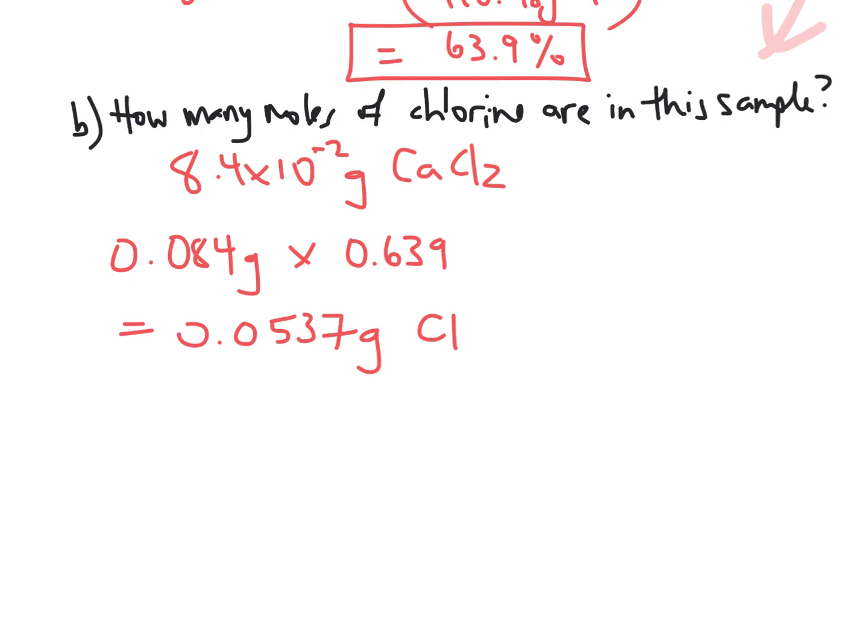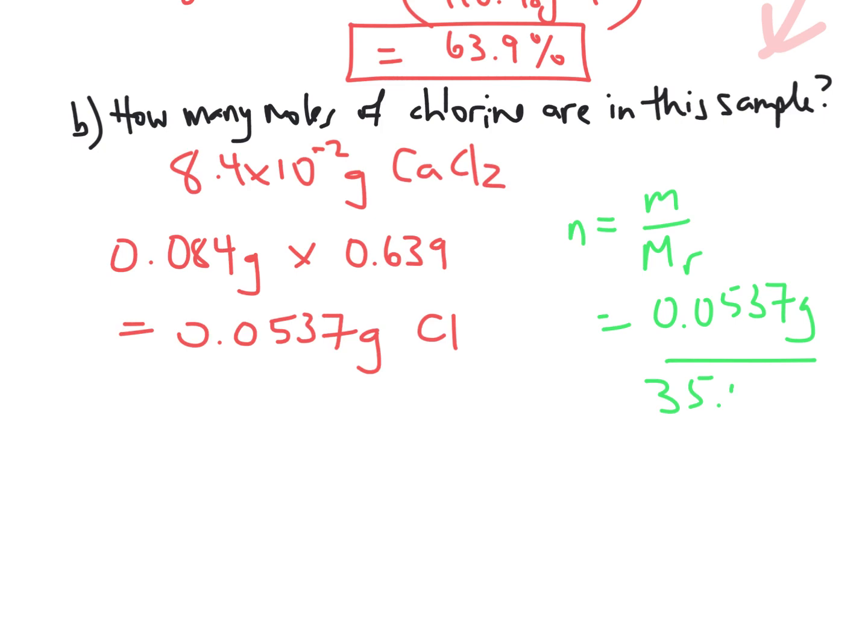Okay, you then take that mass, I'm going to do this in green, and you take the molar mass of chlorine, and you put it into the formula. Moles is equal to mass divided by molar mass. So 0.0537 grams divided by 35.45. Here you use the atomic mass for just one chlorine.